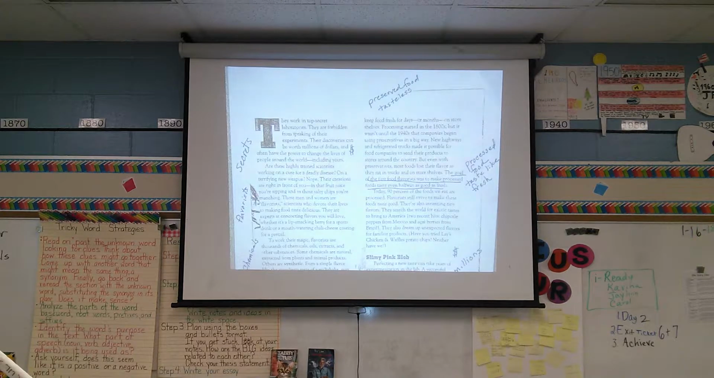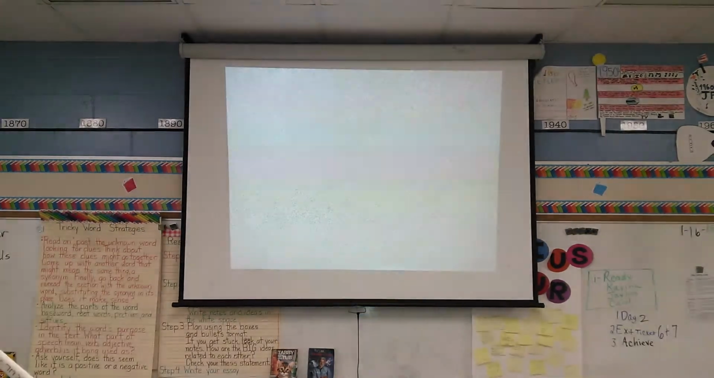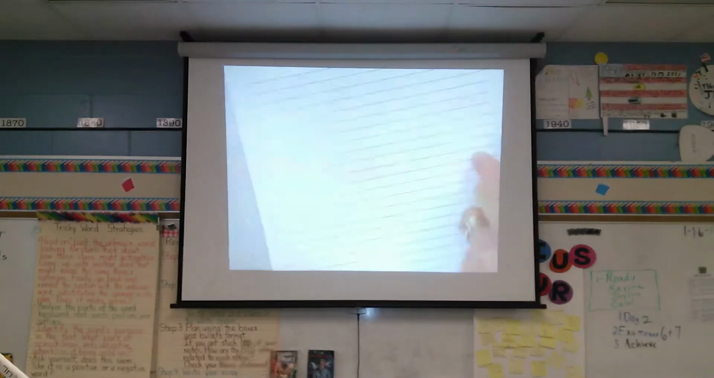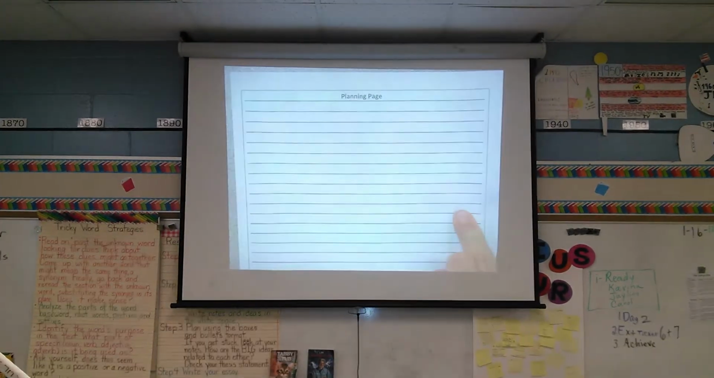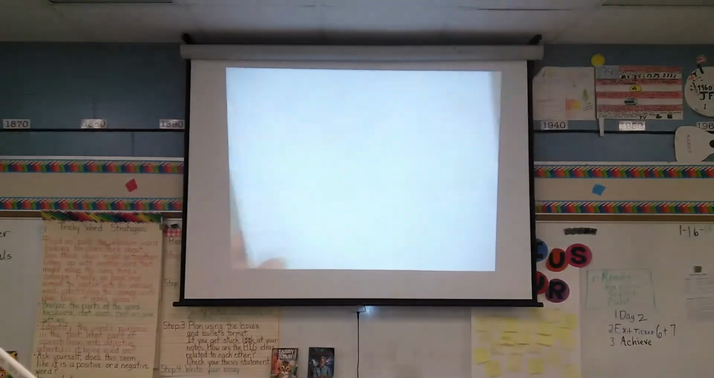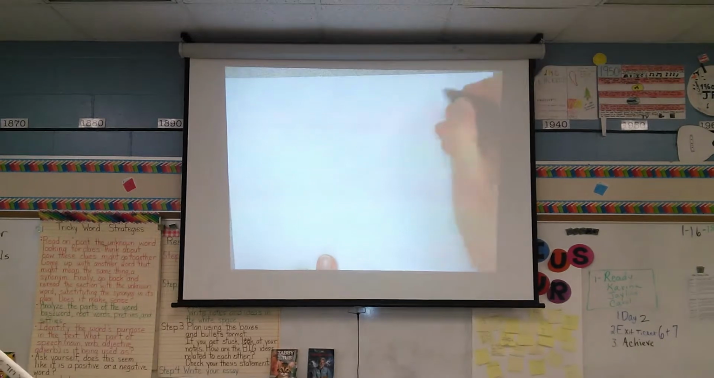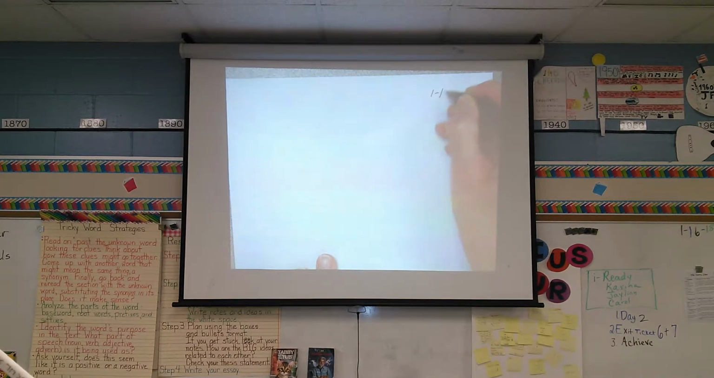Now, the first thing that we need to do when we're planning, and I'm going to ask you to plan your essay in your notebook. I'm going to make a plan on this sheet. Remember, our planning page that we have is lined on one side and blank on the other. I'm going to use the blank side. So go ahead and put the date in the corner of your notebook page.